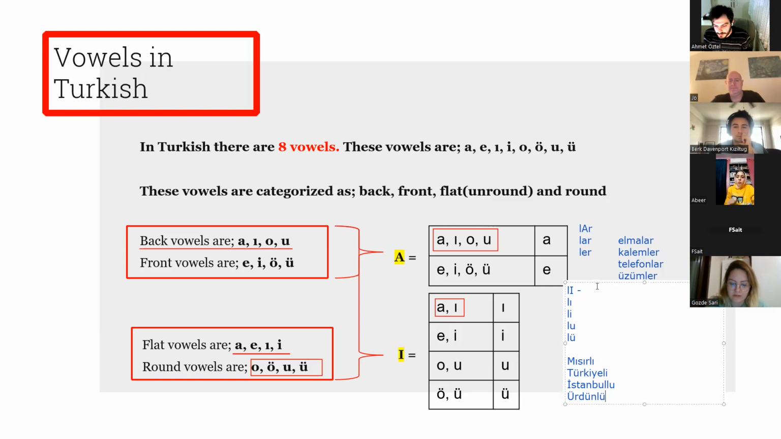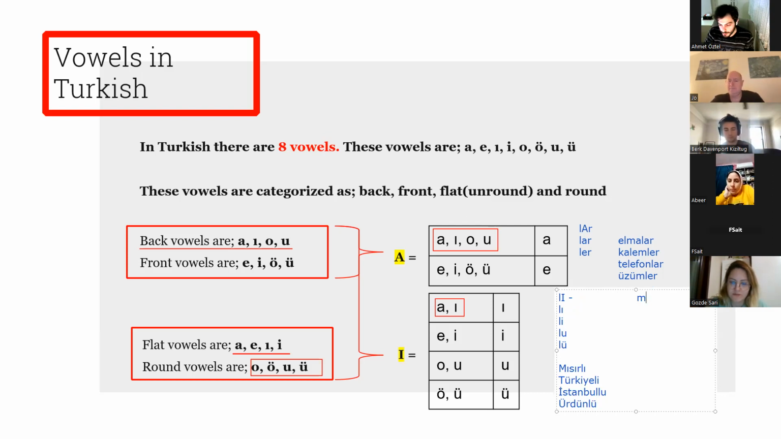Of course, we have different suffixes that also take this rule. For example, we have the yes/no question, mı, mi, mu, mü. So it follows the same vowel harmony. We also have the first person suffix, which is ım, im, um, üm, also taking the same harmony. So if you want to say I'm from Mısır, it's going to be Mısırlıyım.